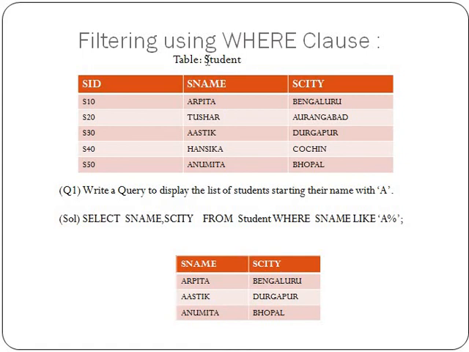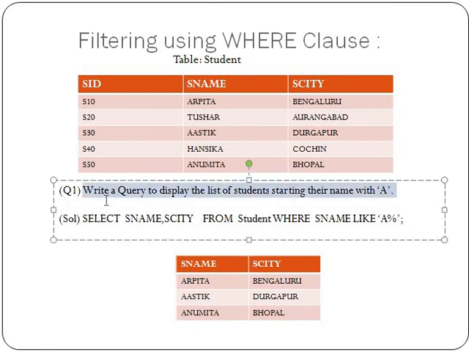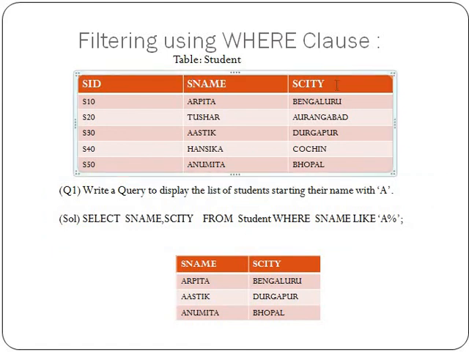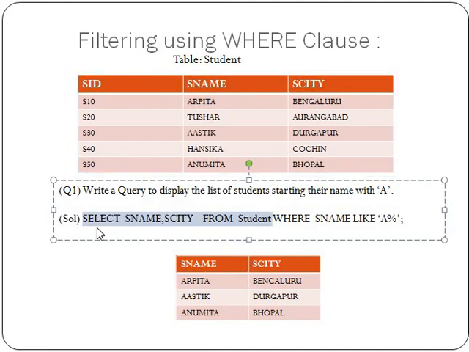Now consider this table identified by the name student. Based on this table name student, there is a question out here which is asking us to display the list of students starting their name with A. As they are asking us to display the list of students, so let me select two column names, the student name and the student city. The student name is represented by the column S name and the student city is represented by the column S city. So the query will be select S name, S city from the table student.